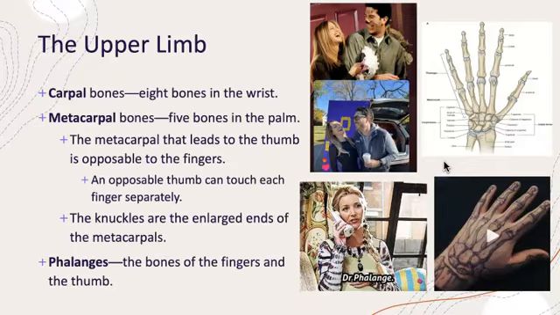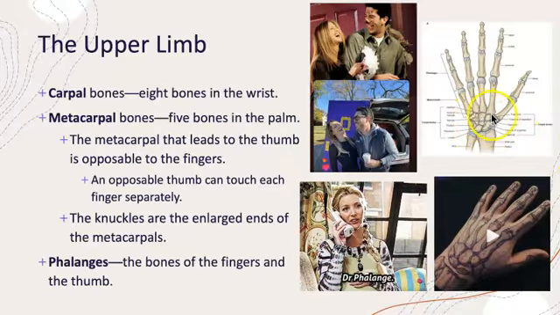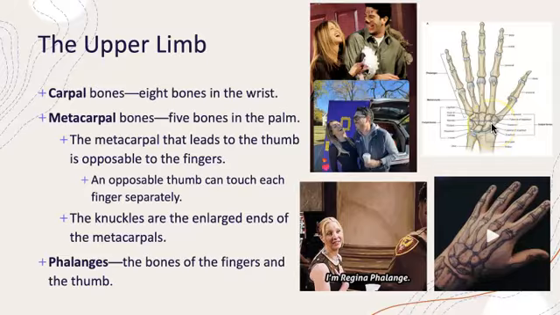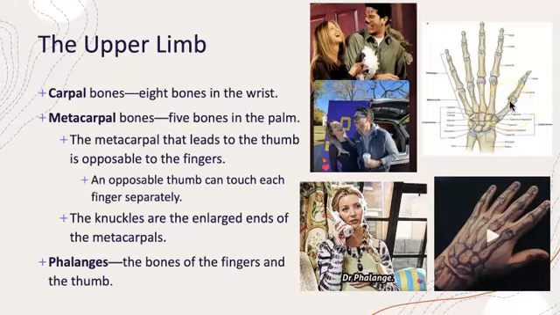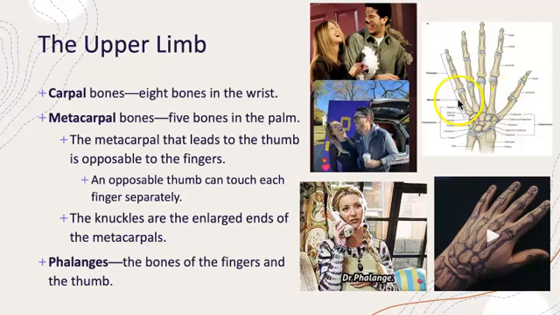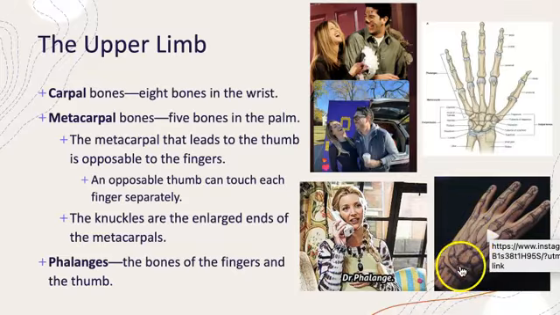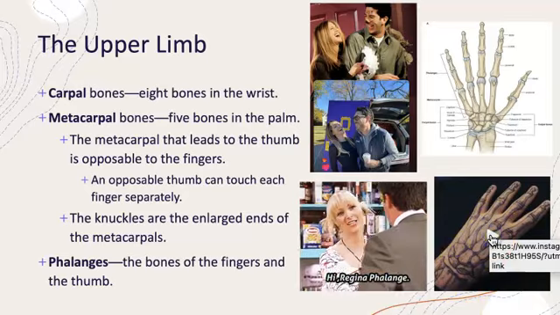Let's move into the hand. We have our carpal bones right over here, and these are the 8 bones within our wrist. Beyond that, we have our metacarpal bones, which are the 5 bones in our palm. And I really like this here so we can see the illustration of where these bones are going to lie.